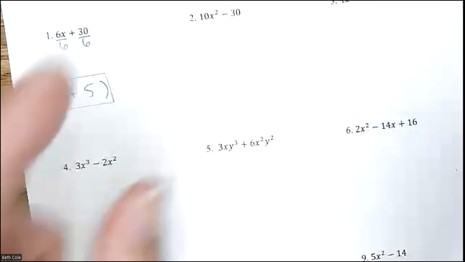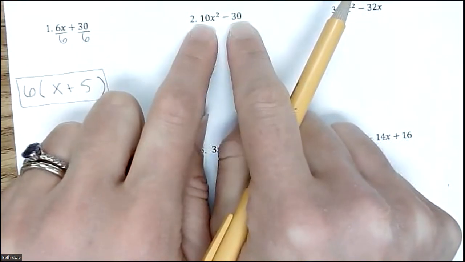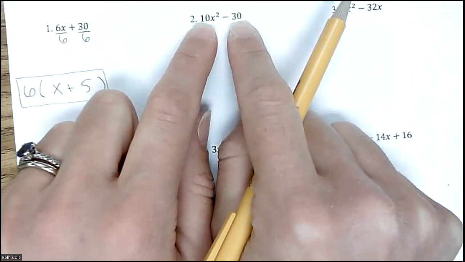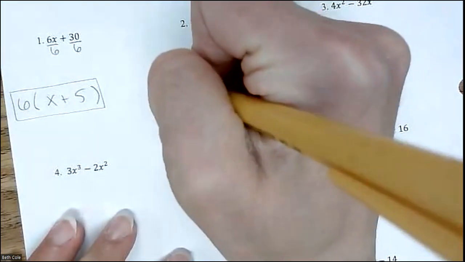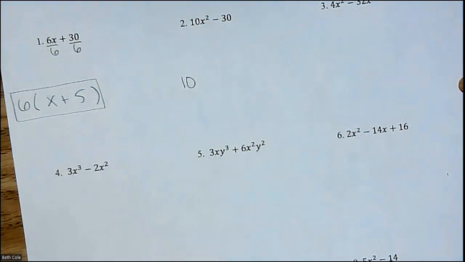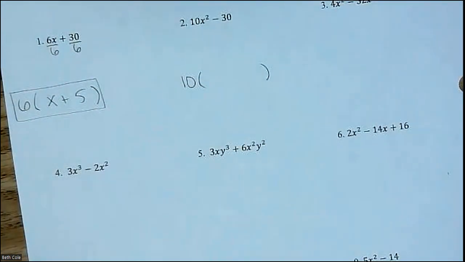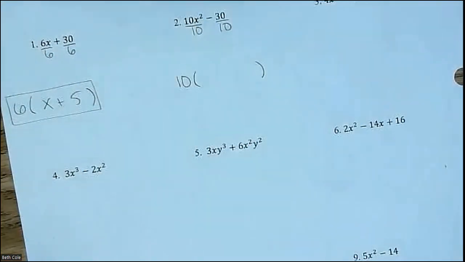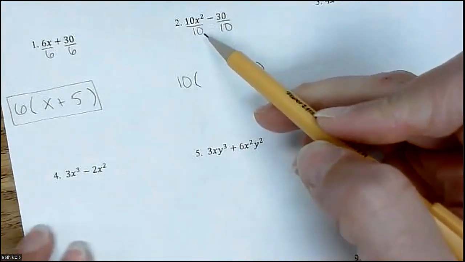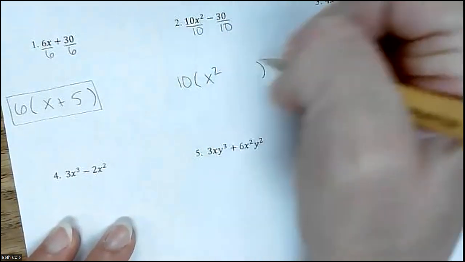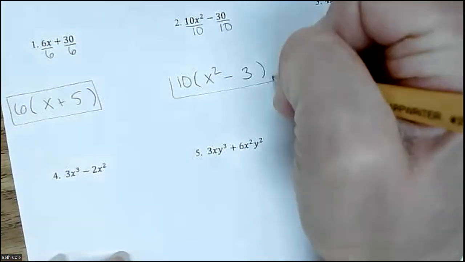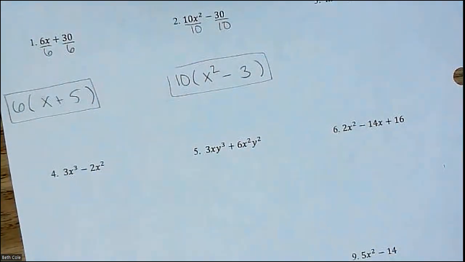Okay, let's try another one. Numbers first. What can you divide out of 10 and 30? Bigger than 2, bigger than 5. 10. Okay, so now leave a little space. We're going to put 10. Can you take out an X or an X squared or anything else? No, why not? This doesn't have it. So 10 is it. Put your parentheses. You're going to divide both of these by 10. You're anti-distributing. If it's not there, you can't take it. Okay, so what's left from the first term? X squared, good, minus 3. And then that's your answer. If you took the 10 and distributed it back through, you would get what you started with.